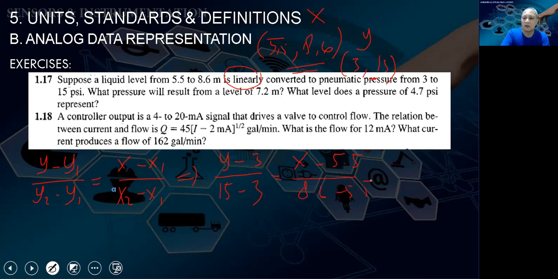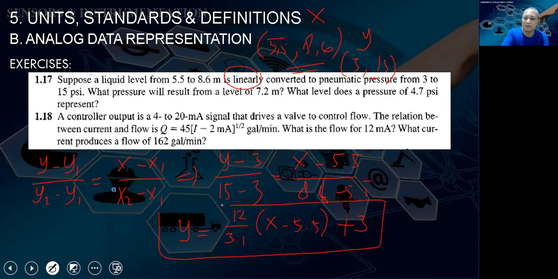So quickly, 15 minus 3 is 12, and 8.6 minus 5.5 is 3.1. So y equals 12 over 3.1 multiplied by x minus 5.5, plus 3. Directly, I have the equation now.